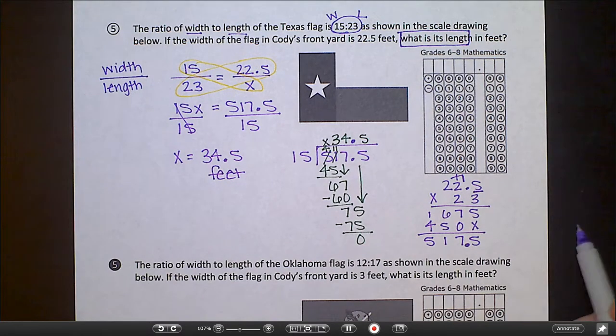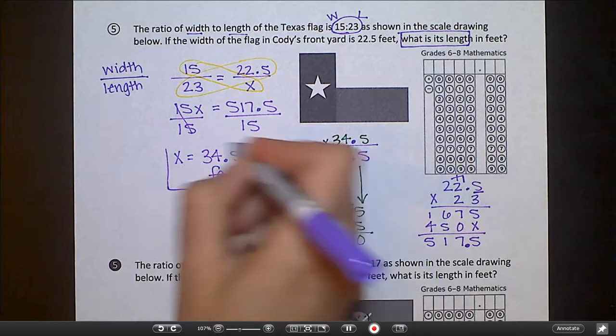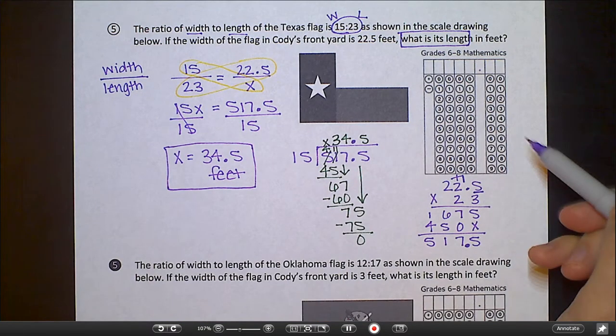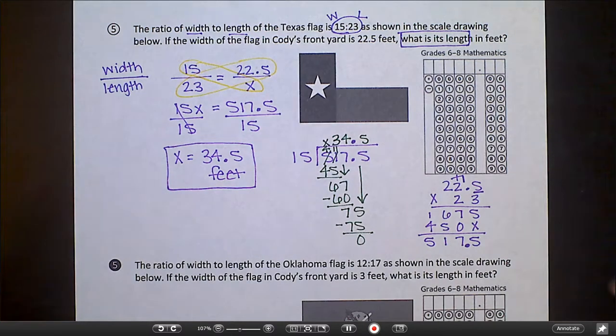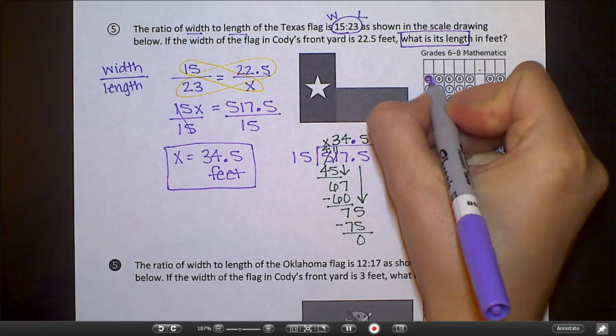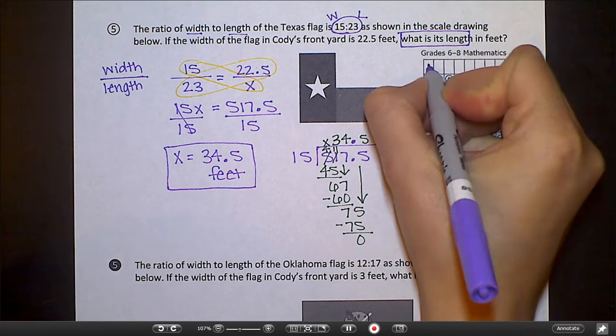Now, I want to talk to you about how we fill in these bubbles, because unfortunately, a lot of kids get the right answer here, but because they don't bubble it in correctly, it is actually counted wrong. So let's talk about how we bubble it. First, we need to decide if it's positive or negative. Well, it's positive in this case, so bubble your positive and put a plus there.